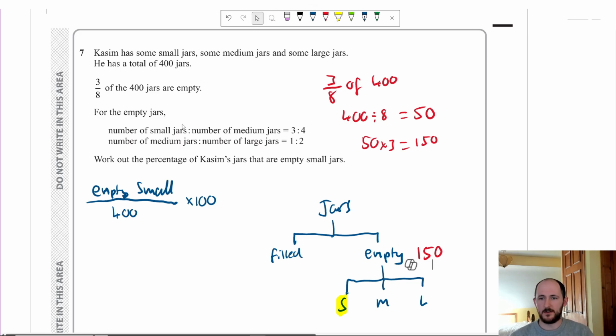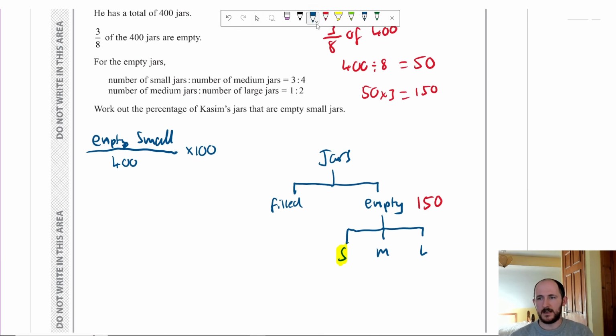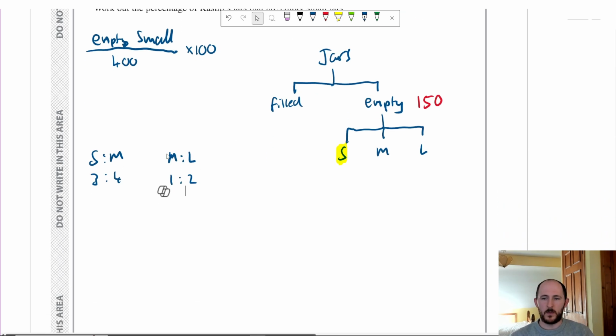Now, we have a ratio for small, medium and large. And we know that small to medium is 3 to 4. Medium to large is 1 to 2. So we need to combine this ratio. How do you combine ratios? Well, you look for the common letter, in this case m, and you make the number associated with m the same. So we have 4 and we have 1. So if I just times this right-hand ratio by 4, then all of a sudden they'll all have the same number, which means we can combine the ratio as 3 to 4 to 8.